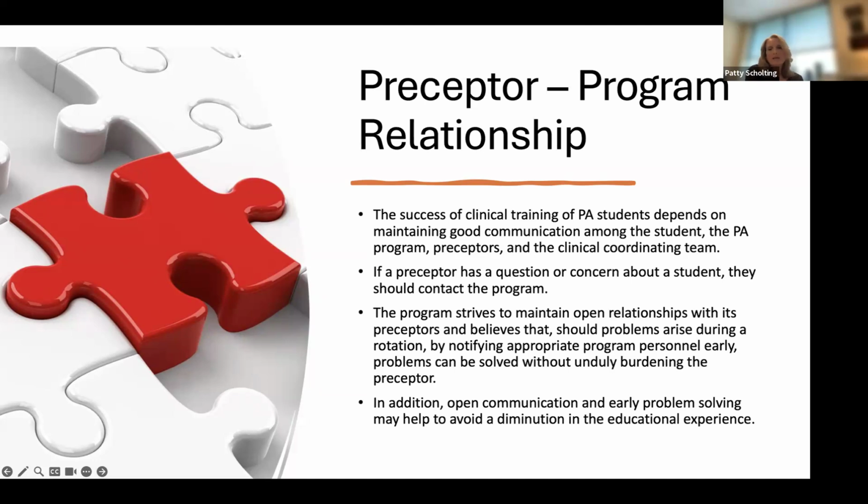The program strives to maintain open relationships with our preceptors and believes that, should problems arise during a rotation, notifying us very early on is important. Don't wait until the end of the rotation to let us know that there was a problem with the student, so that we can hopefully remediate the problem and then make it a good rotation for the student as well as the preceptor.